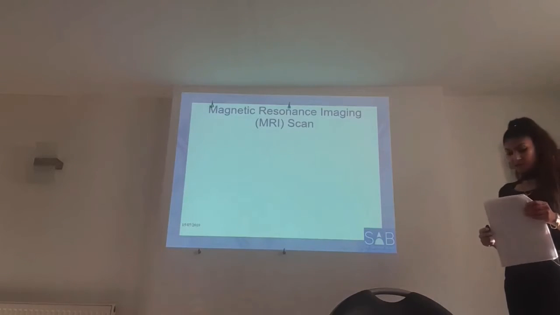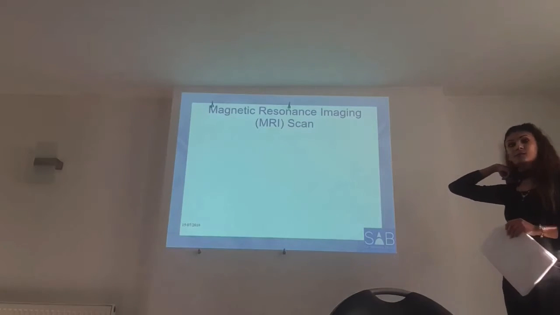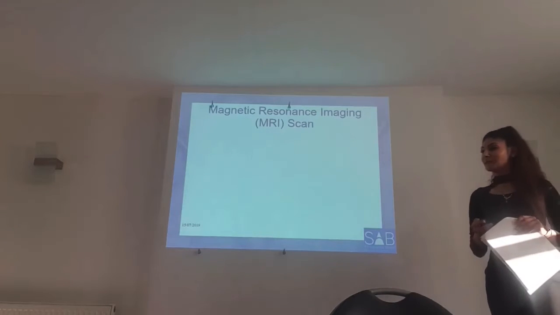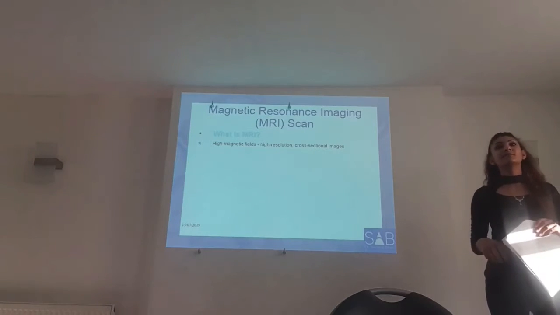Magnetic resonance imaging, MRIs. Do you know how they work? Water molecules? So basically it's a high magnetic field. Do you know what the current magnetic field that's being used is?